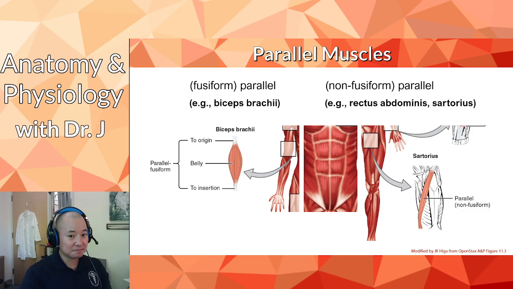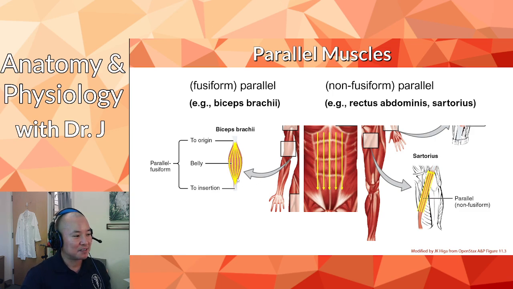Now, parallel. What happens is, if you look at the middle of the biceps brachii, the bulging part with the belly, all the fascicles right here are stacked right next to each other. They're not crossing in like this. They're all arranged parallel. And the same with the rectus abdominis, and the same with the sartorius muscle over here. Even though it's at a slant, if you're looking at the individual fascicles and muscle fibers, they're all stacked side by side without crossing. Now, what's the difference between fusiform and non-fusiform?